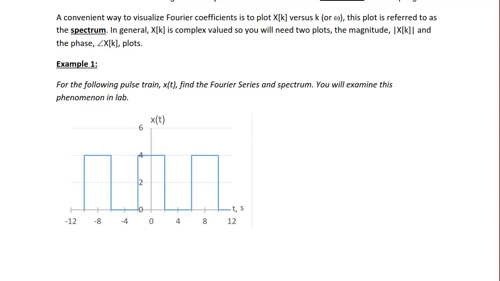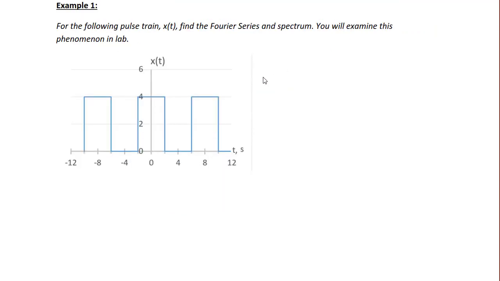So we're going to create the Fourier series and its spectrum for example 1. For the following pulse train, x of t, find the Fourier series and spectrum, and you will also examine this same phenomenon in lab. What we have here is a pulse train that repeats every 8 seconds. So T naught, the fundamental period, is 8 seconds. The fundamental frequency, omega naught, is 2 pi over T naught, so omega naught is equal to pi over 4 radians per second.